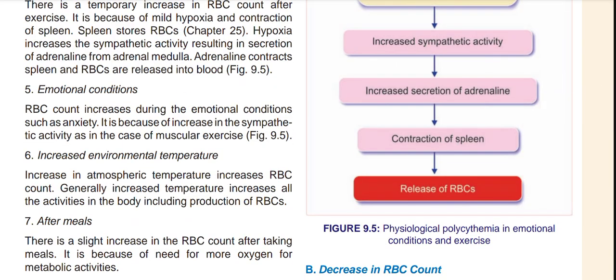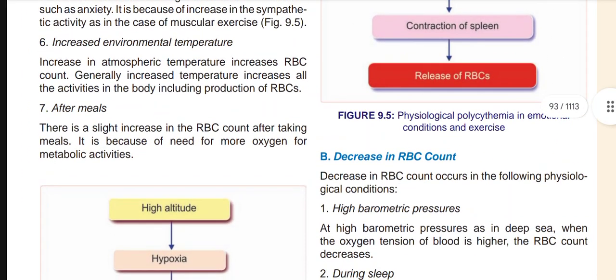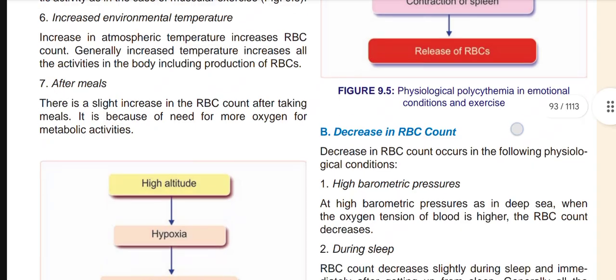Increased environmental temperature. When the atmospheric temperature is increased, then RBC is also increased. As there is increased temperature, all the activities of the body increase, including production of RBCs. After meals, there is also a slight increase in the RBC count. It is because of the need of more oxygen for metabolic activities.